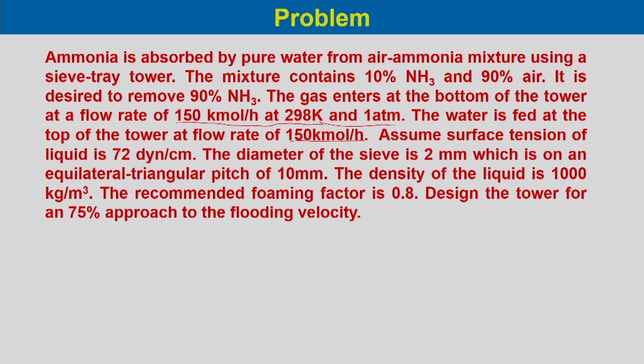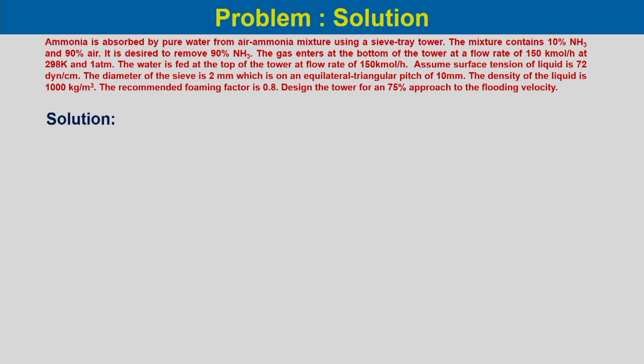Assume the surface tension of the liquid is 72 dynes per centimeter. The diameter of the sieve tray holes is given as 2 millimeter, on an equilateral triangular pitch of 10 millimeter. The density of the liquid is 1000 kg per meter cube. The recommended foaming factor is 0.8. Now, design the tower for a 75% approach to the flooding velocity. Now, let us move forward to solve this problem step by step.